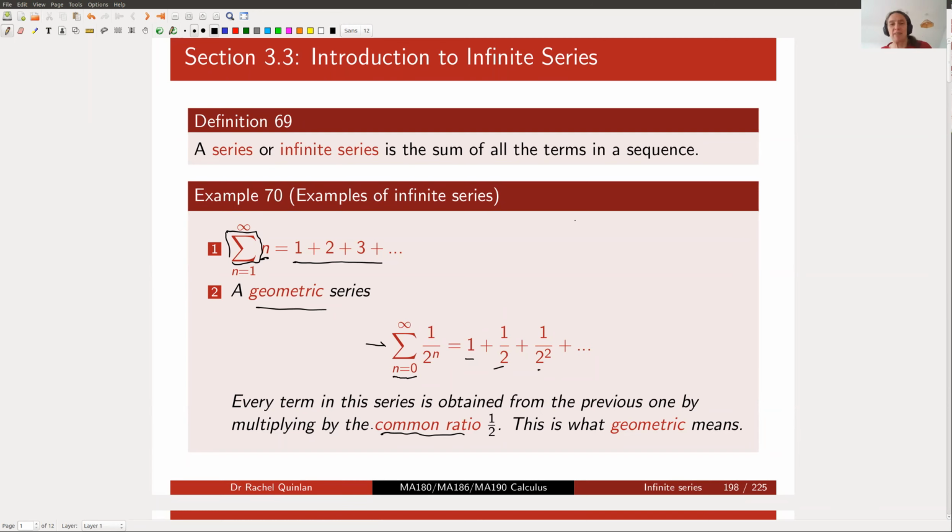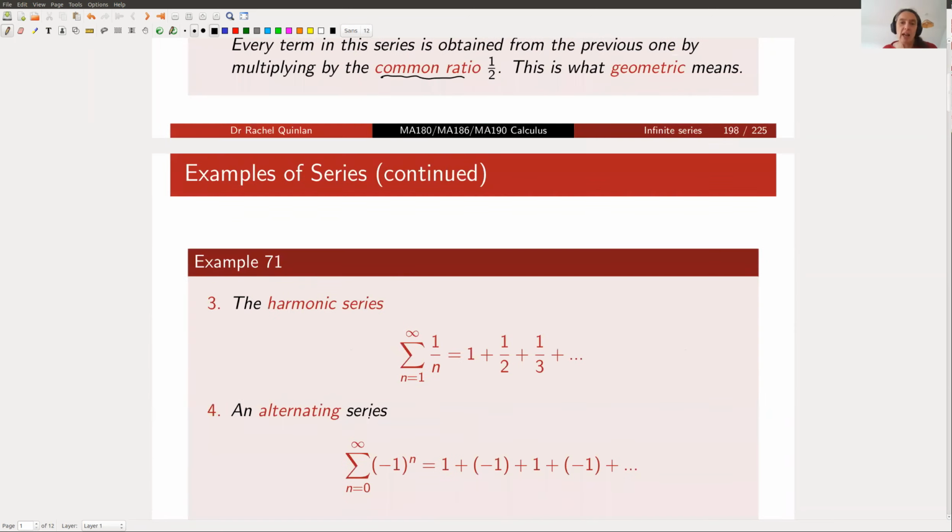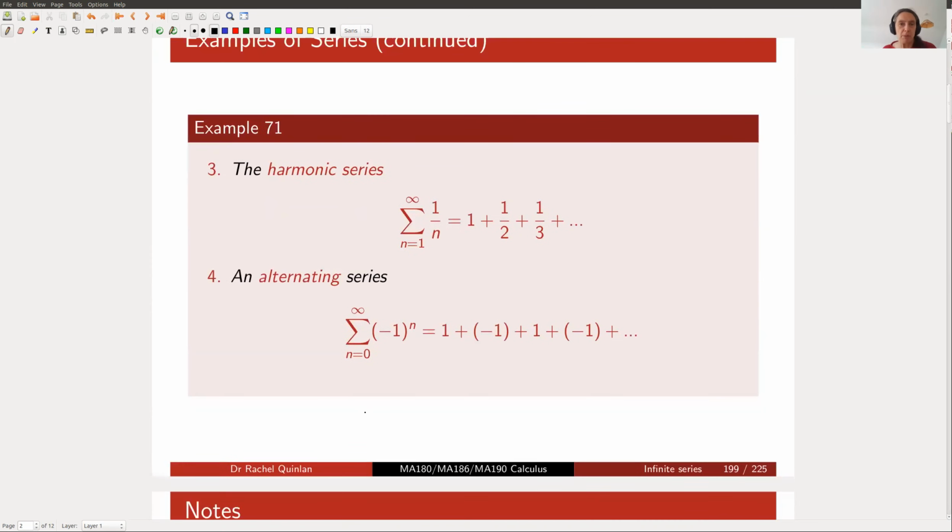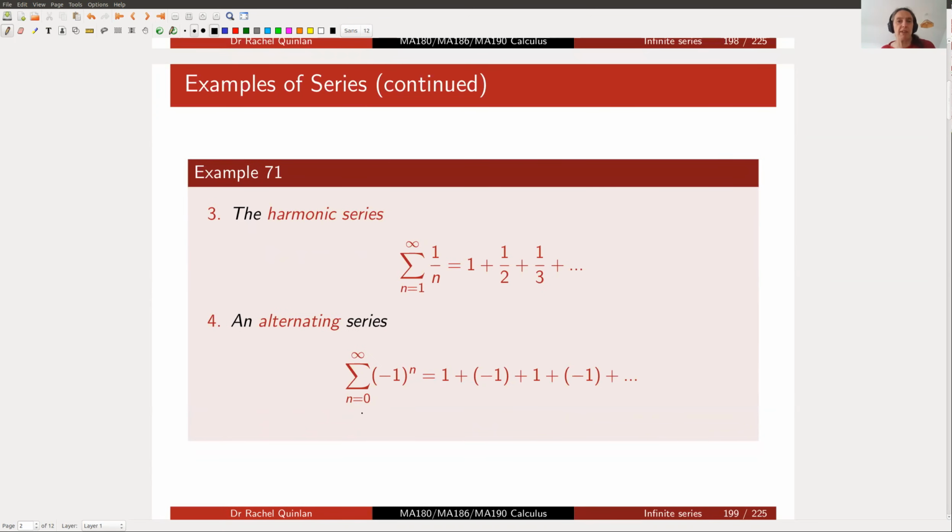Okay, so that's a couple of examples of infinite series. A couple more examples. We saw this one before, but we haven't really done a lot of analysis with it yet. We will today. The harmonic series is a particularly special example. This is the sum of the reciprocals of all the natural numbers. So the sum of 1 over n as n goes from 1 to infinity: 1 plus a half plus a third plus a quarter plus a fifth, and so on. It's an example of an infinite series, and we'll revisit that one a bit later today.